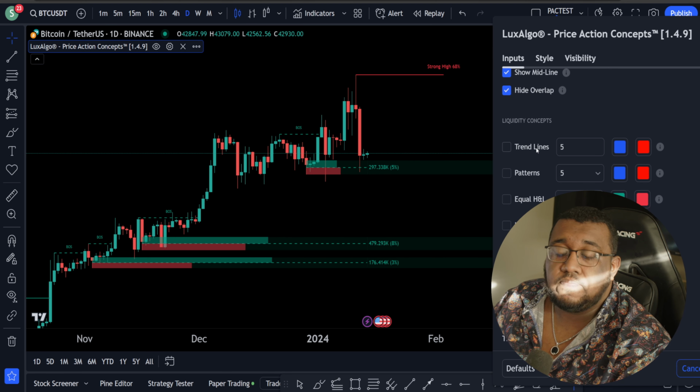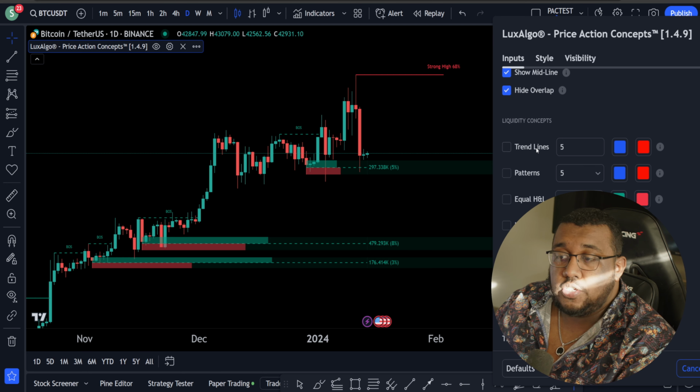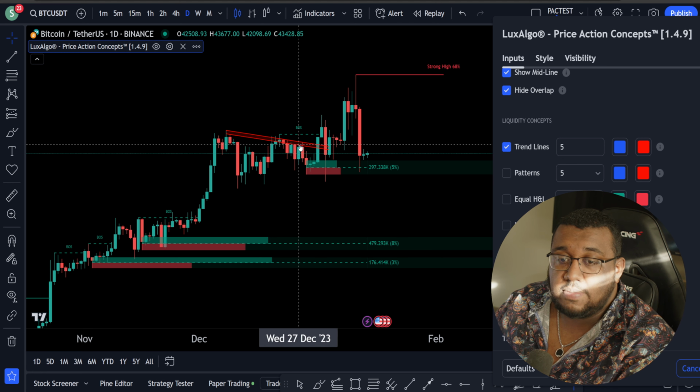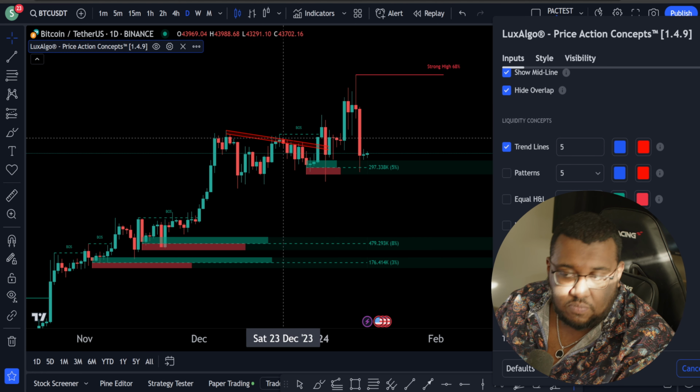Liquidity concepts. This is basically, do you like to put your own trend lines onto your charts, or do you want the algo to do it for you? I prefer to do my own trend lines, so I keep this off. But if I were to turn it on, you might actually start to see some trend lines right there. All right. Nice and easy.